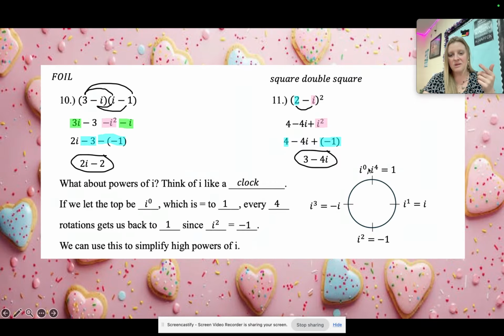Everything that we do after that is just going to keep circling around this clock because it's going to repeat the cycle. So anytime we go i to the 5th, that's just 1 rotation after i to the 4th, so that's the same thing as i to the 1st. i to the 6th would be i to the 4th plus 2 more, so that would put you back at i squared.